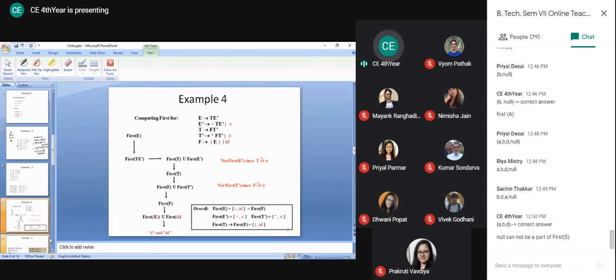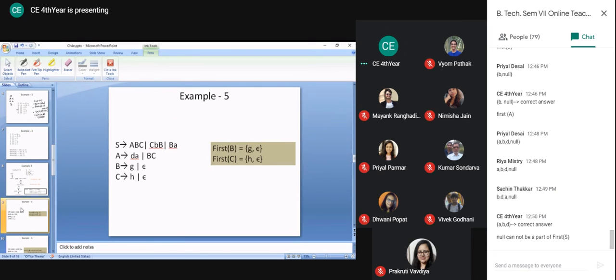Okay, now let us go through one more interesting example. Here, the first of B is given to us. It is G and null. It is clear because we have a direct option. For first of non-terminal C, we have H and null.